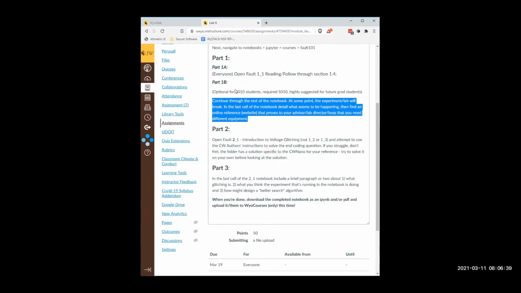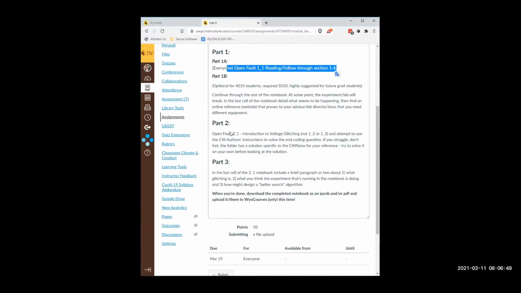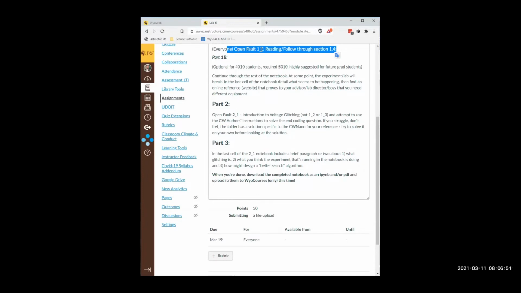Honestly, this part 1A is probably going to take you 5-10 minutes of reading, maybe. Part 2 is where it starts getting interesting. In Part 1, you're going to learn about clock glitching, the basics of what a glitch is. In Part 2, you're actually going to do it. But you're not going to do a clock glitch, you're going to do a voltage glitch.